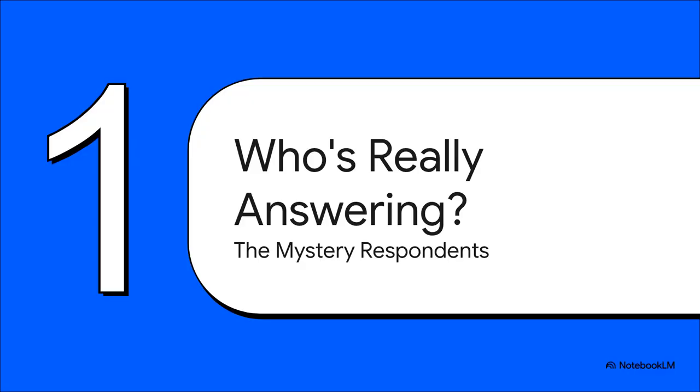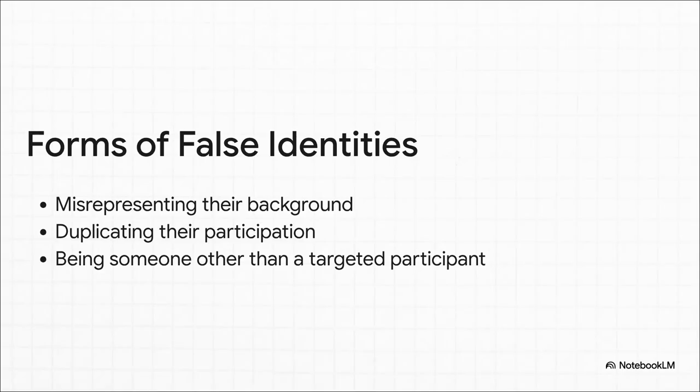Who exactly are these mystery respondents, and what do we even mean by a false identity? Well, a false identity can actually mean a few different things. It could be someone just misrepresenting their background, lying about their job or where they live just to get into a survey. Or it might be one person taking the same survey over and over again from different accounts to get more rewards. And in a lot of cases, it's someone who isn't even part of the group being studied at all, like someone from an overseas survey farm pretending to be a US employee. All of these just poison the data.